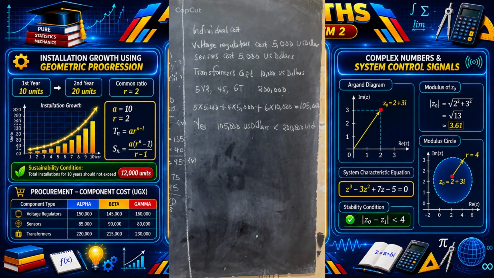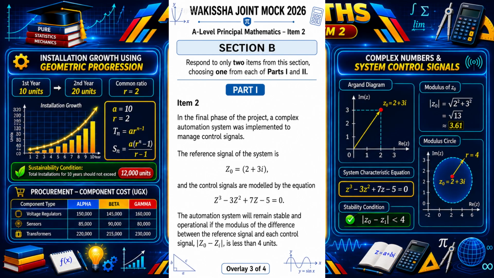Still the same item is still continuing, and they are telling us that in the final phase of the project, a complex automation system was implemented to manage control signals. The reference signal of the system is Z0, this is the control, is equal to 2 plus 3i. Then they added on and said the control signals are modeled by the equation z cubed minus 3z squared, then plus 7z minus 5 is equal to 0.